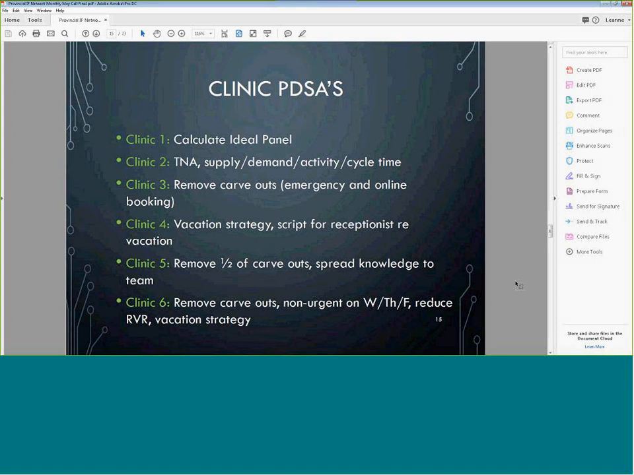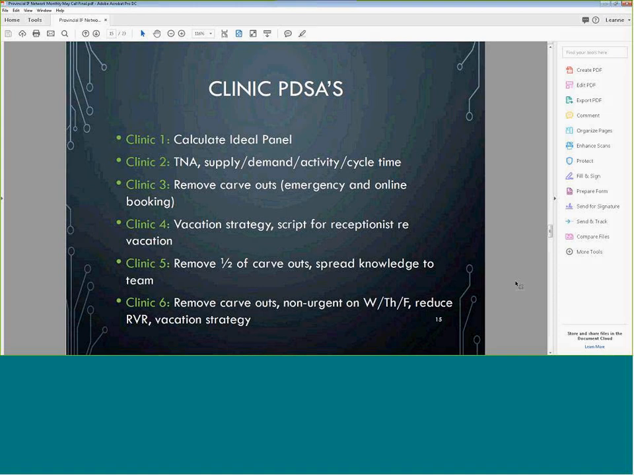The next clinic focused on removing half of their carve-outs and trying to spread the knowledge to the rest of their team. This doctor, I think, had two different types of carve-outs, and they just eliminated some of them. It seems to be working well.